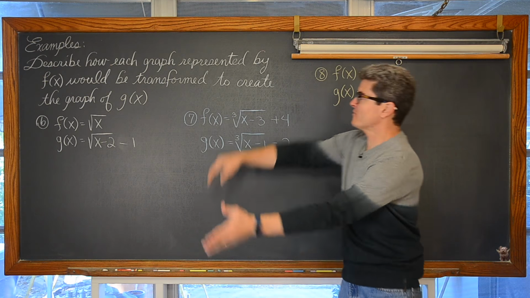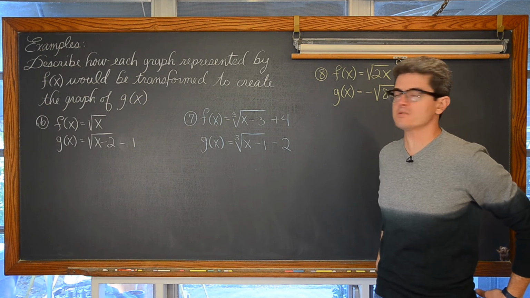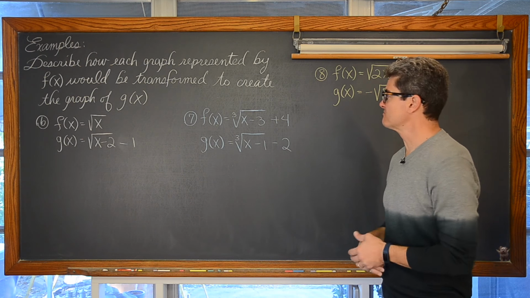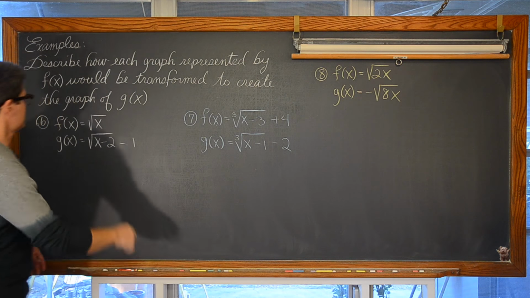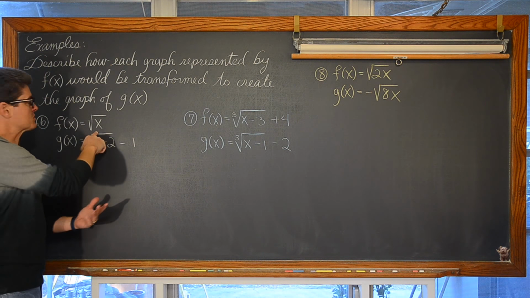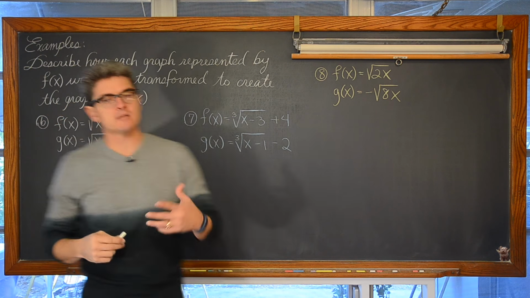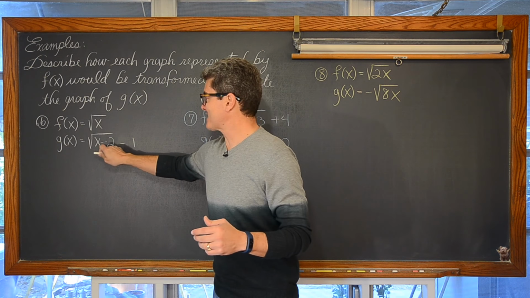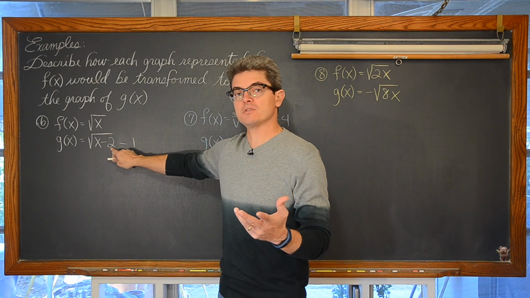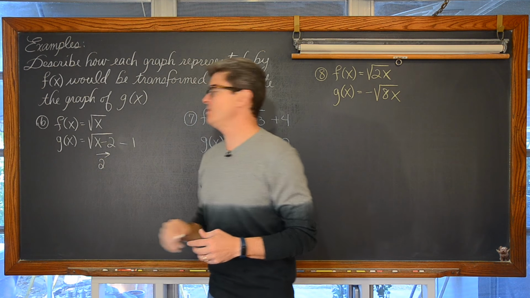Alrighty then, moving on from graphing, describe how each graph represented by f of x would be transformed to create g of x. Okay, well, over here we've got those square root functions we just looked at, and we have a -2 that is inside the math function. Those are the shifts either left or right. And it's x minus c, which means our c is a +2. That's going to shift our graph to the right 2 units.